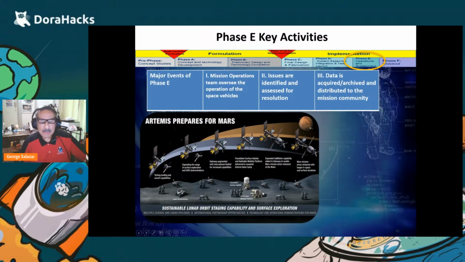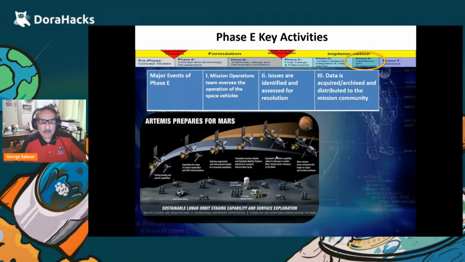And here's an example, the Artemis. Once the Artemis launches and all the elements are in place, you're going to have major operational things going on. You've got many teams overseeing the operation of the various systems. The orbiting moon station, you've got the human lander system, you've got the Orion spacecraft.